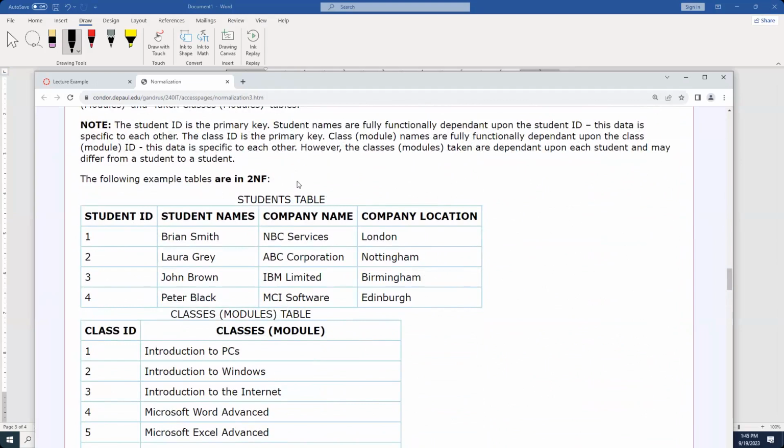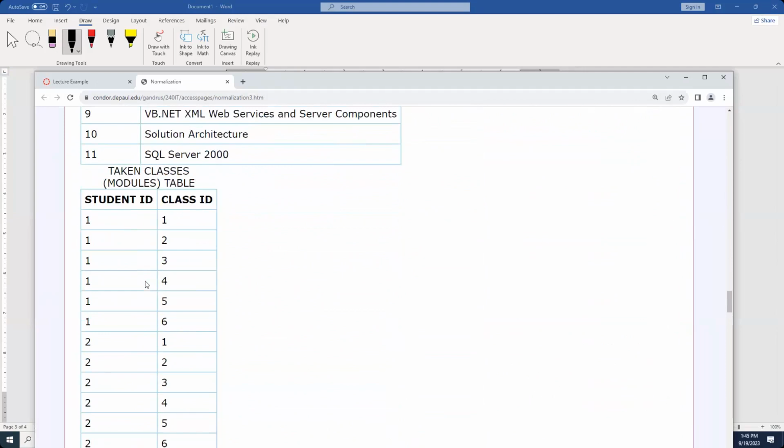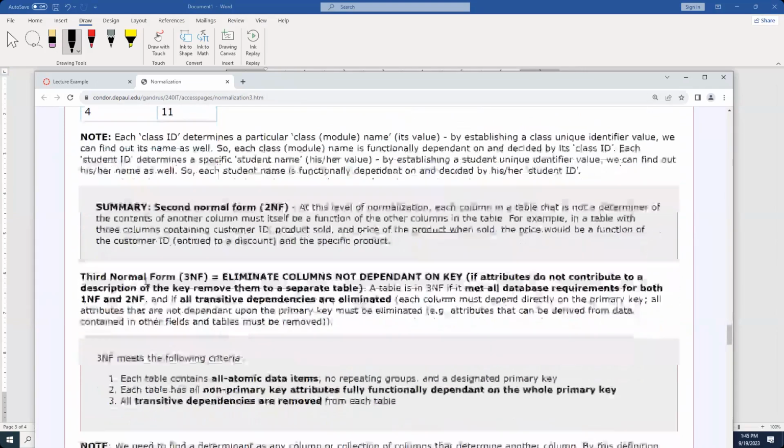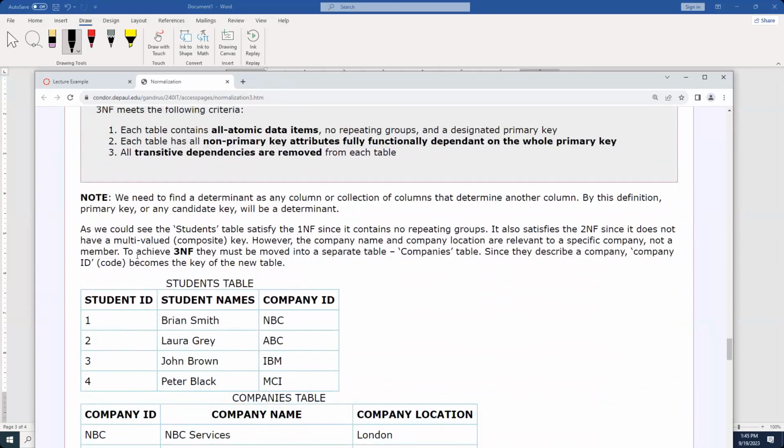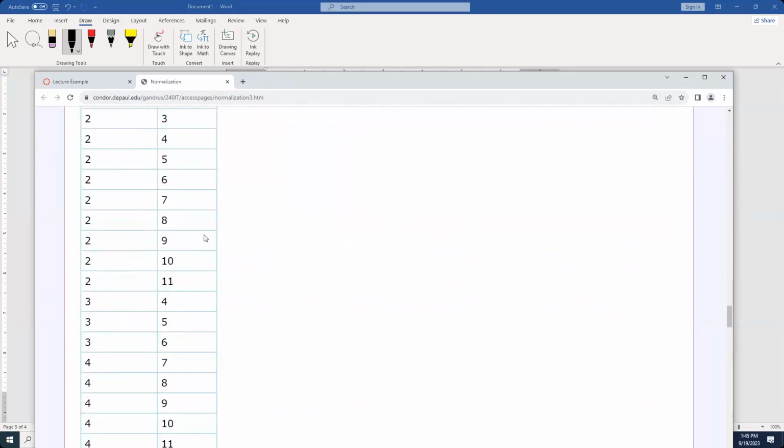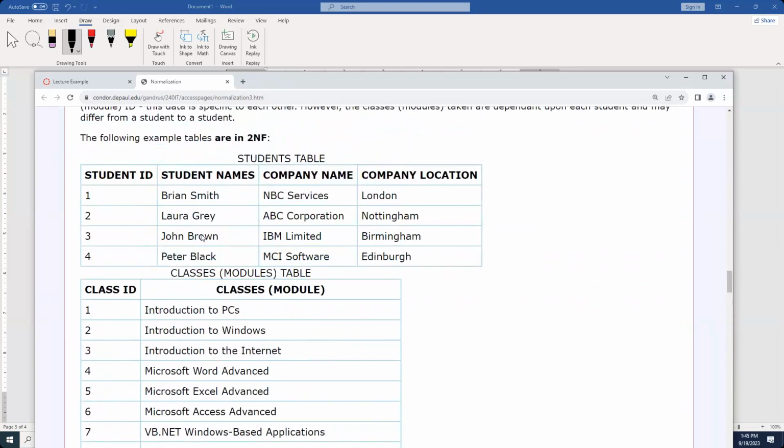So now everything depends on the primary key for each of these tables. Lastly, it looks for what are called transitive dependencies. What that means is this.